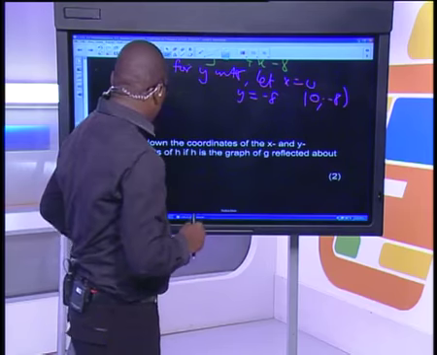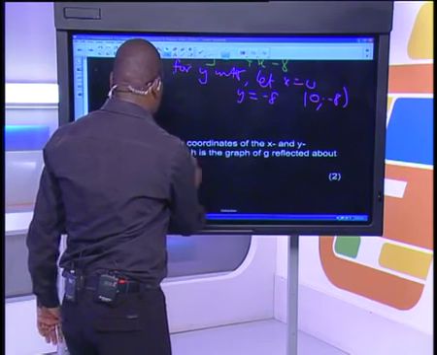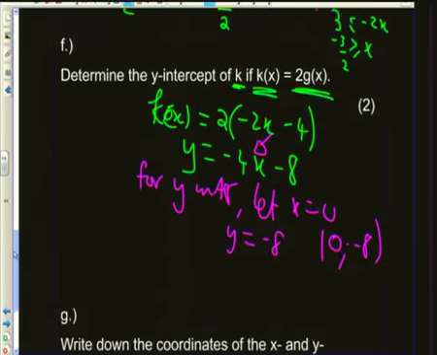All right, using a calculator again. Let's just see this one. Write down the coordinates of the x and y intercepts of h, if h is a reflection in the y-axis, so you make your x negative there. All right, okay.